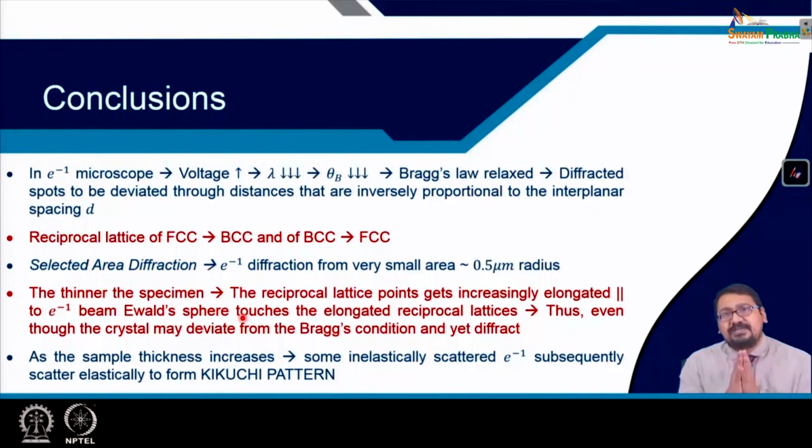Lastly, as the sample thickness increases, some multiple scattering or inelastic scattering will take place. Subsequently, there will be a final elastic scattering, where the scattering takes place following Bragg's law, and it comes out of the sample forming a band type of structure instead of spots, which is known as Kikuchi bands or Kikuchi patterns. We should remember that when we talk about a Kikuchi pattern, the electron beam is not only diffracting from a single HKL plane; it is diffracting from multiple planes to form bands which intersect each other. We will talk about this later. That means several HKL planes are being diffracted to form several Kikuchi bands, leading to multiple Kikuchi bands on a phosphor screen, and that is what we call a Kikuchi pattern.